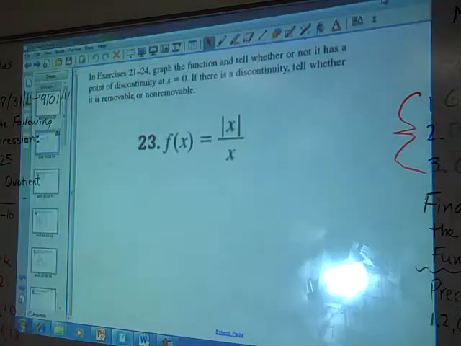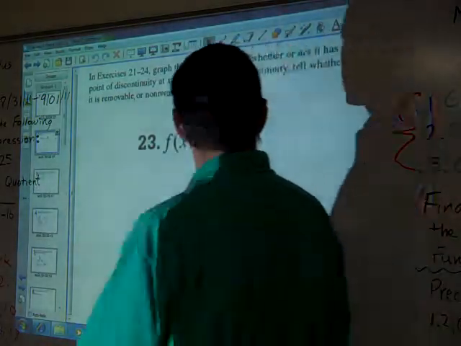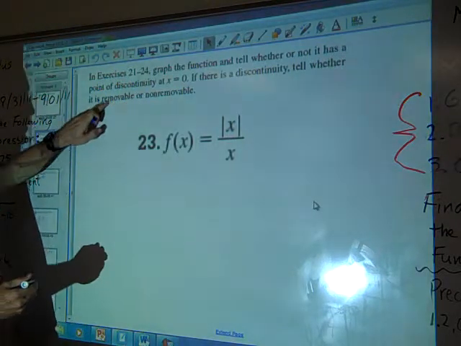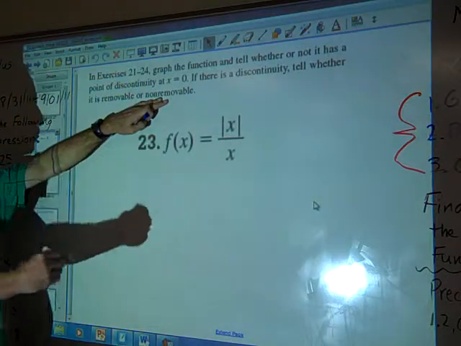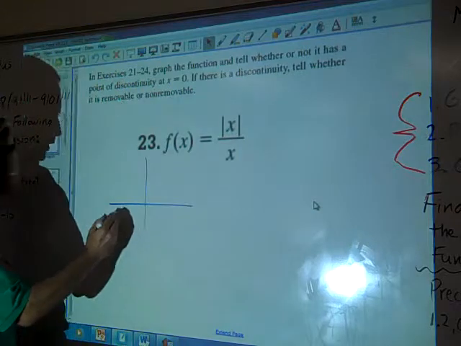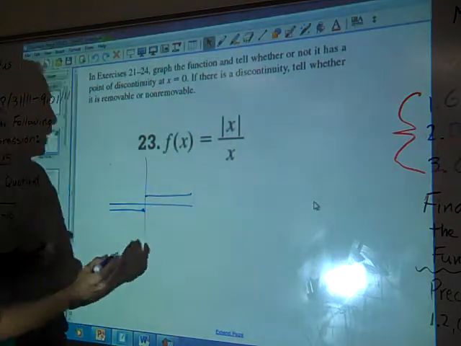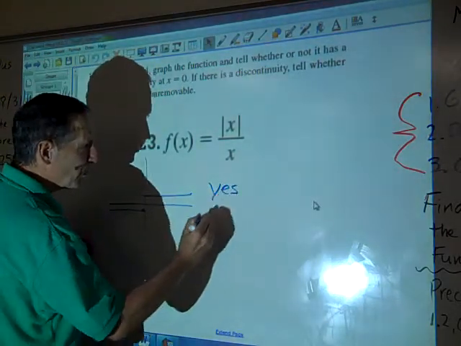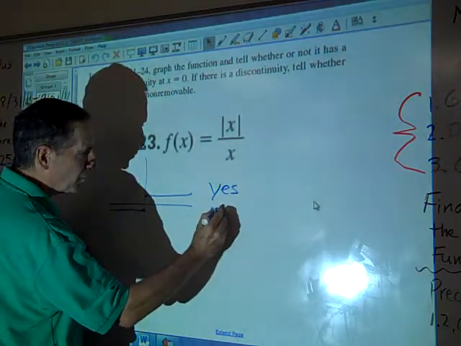Exactly. So if there is a discontinuity, we say it is not removable, right? Because it broke. So we graph it, and I think it went like this, and then like this. Is there a point of discontinuity? Yes. But we say that discontinuity is not removable.